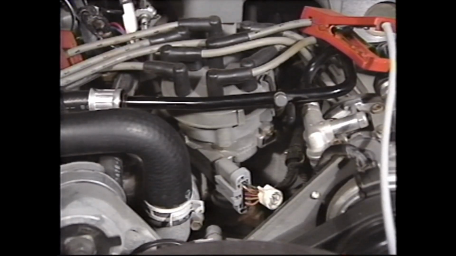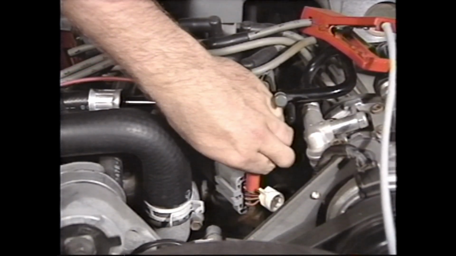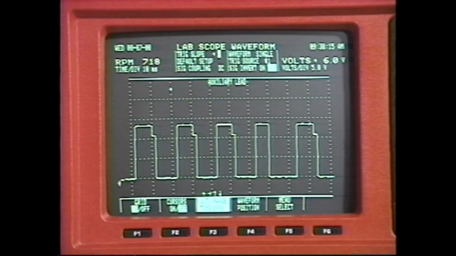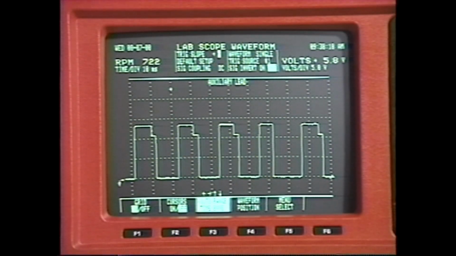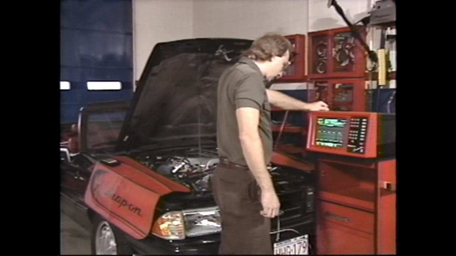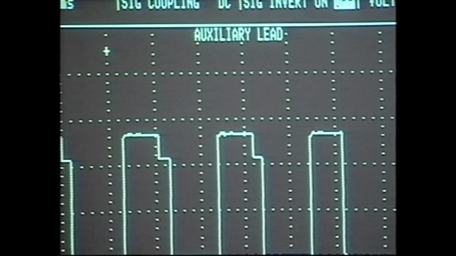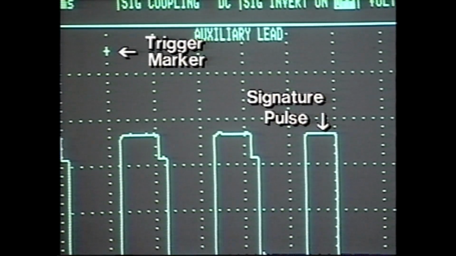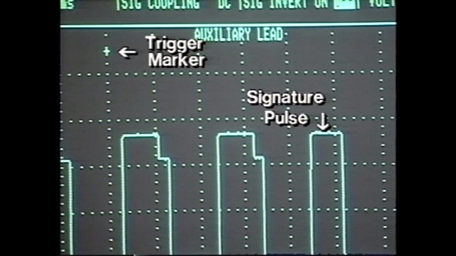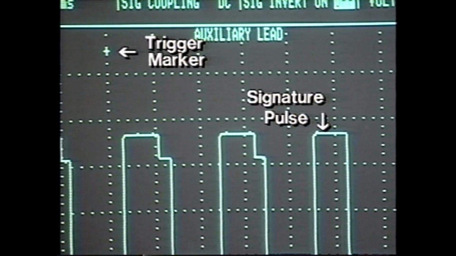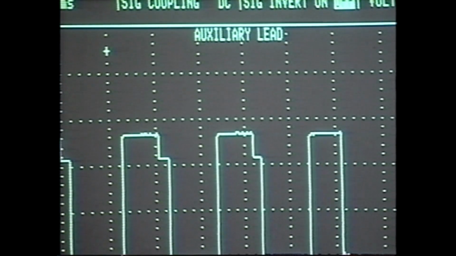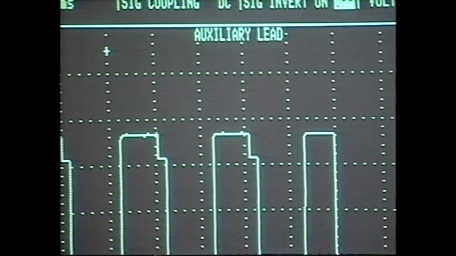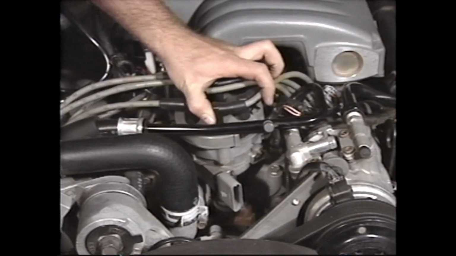Use the lab scope screen to check the PIP base timing reference signal. The signal must be triggered off cylinder number 1. The problem appears. The PIP signature pulse, which triggers firing of the number 1 cylinder, is not aligned with the cylinder number 1 trigger point marker. The problem is distributor orientation or indexing. Check the position of the distributor.